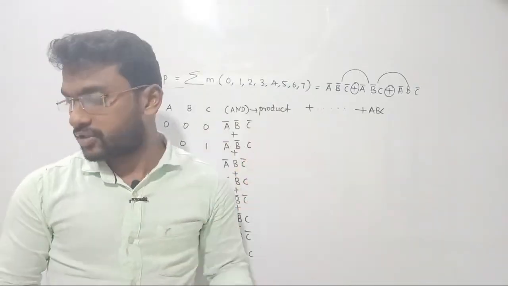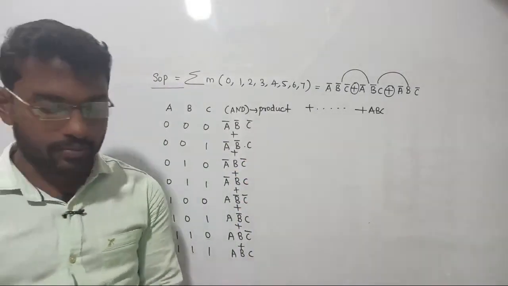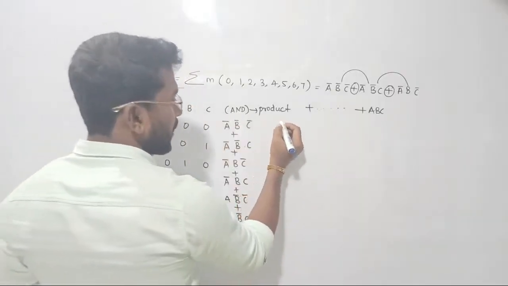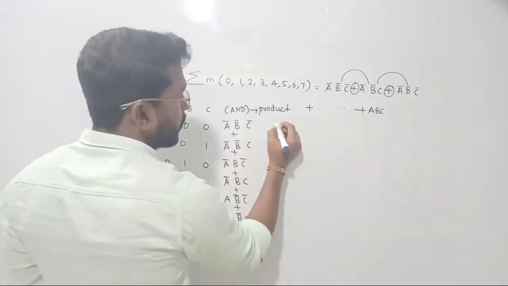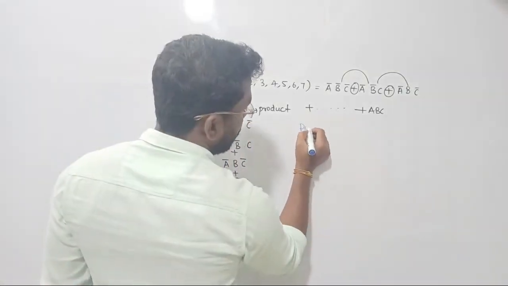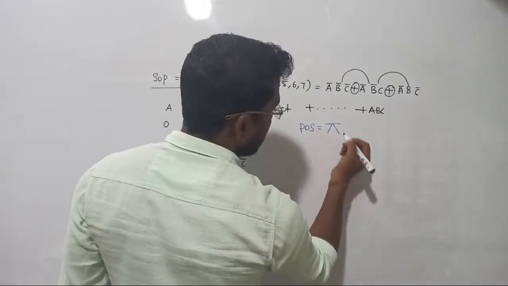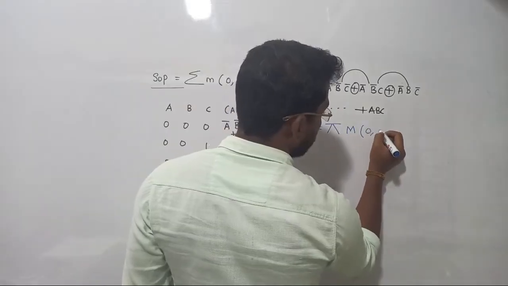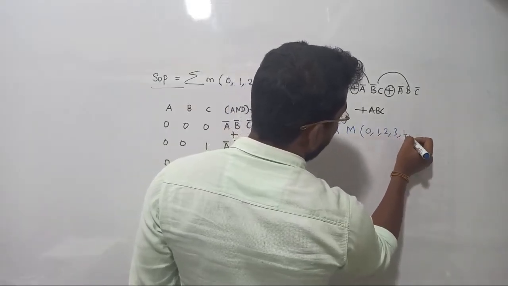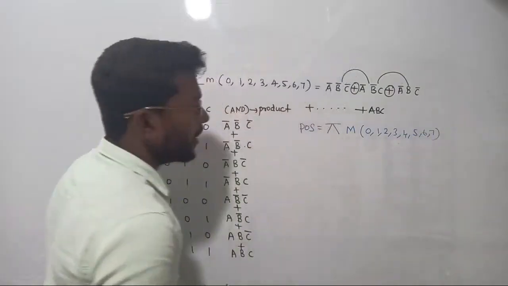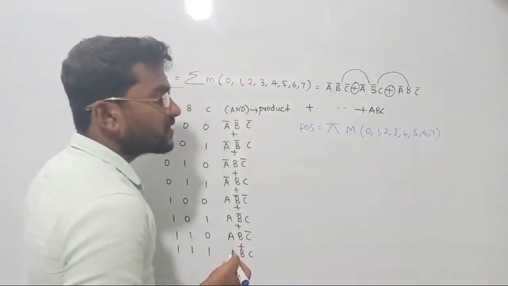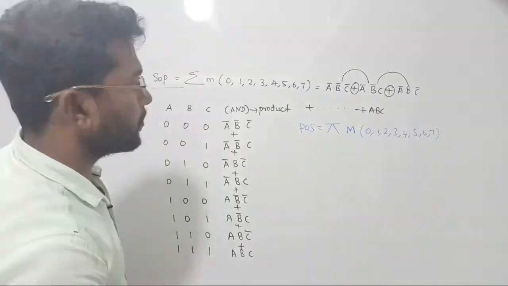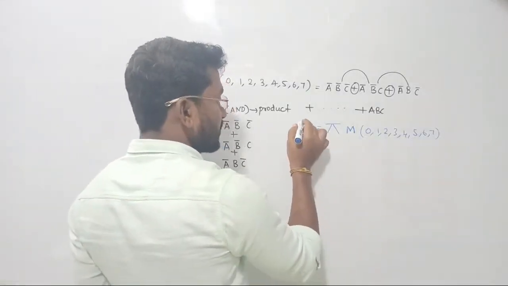So let us write the product of sum. What do we mean by product of sum? That is very simple. In the same case, let me write it directly here. Product of sum is represented in pi format, and here we use capital M, considering the same variables 0, 1, 2, 3, 4, 5, 6, 7. Capital M denotes the max terms, and small m denotes the min terms.